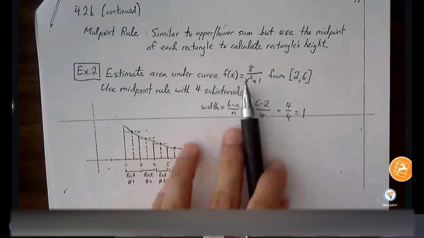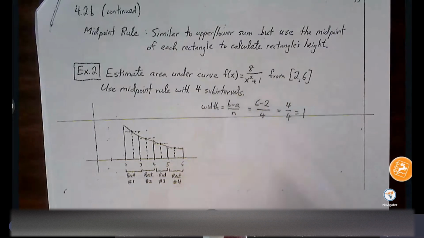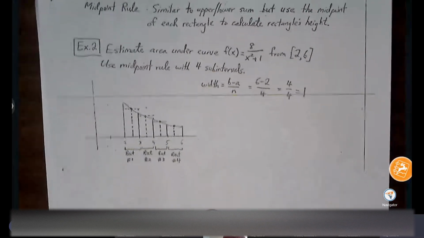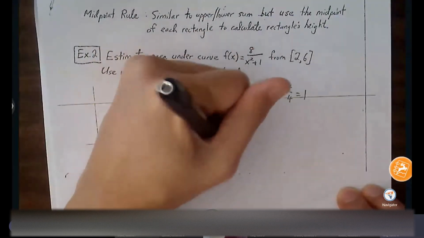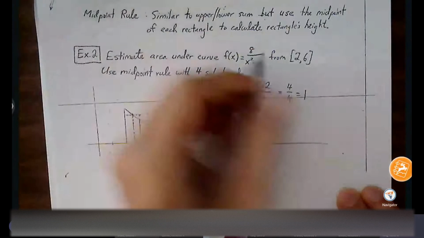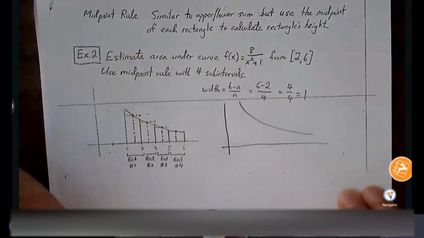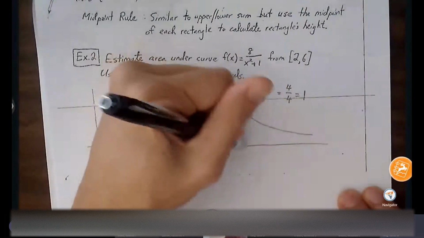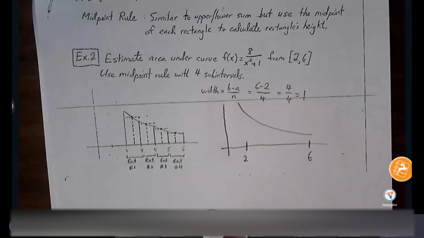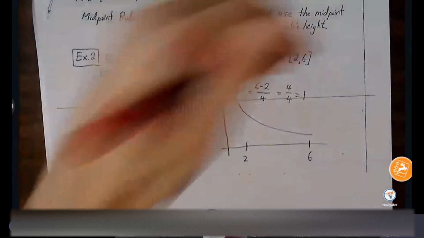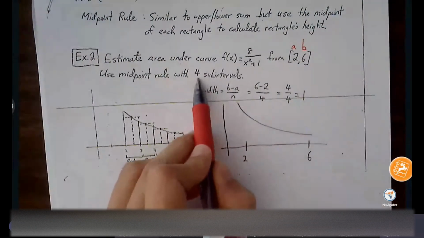All right, so let's say we have the curve of 8 over x squared plus 1. We're going from 2 to 6, and they're telling us to use 4 subintervals. I'm going to redraw the graph so you can see how things progress. 8 over x squared plus 1 is going to be a curve that's going to look like this. And we're extending from 2 to 6, and those will end up being our a and b values. Four subintervals, so that's our n value.